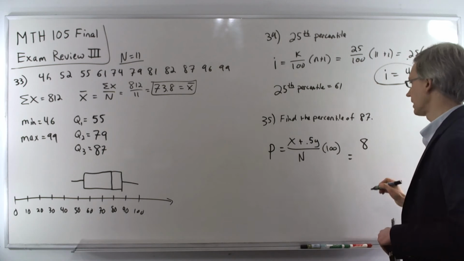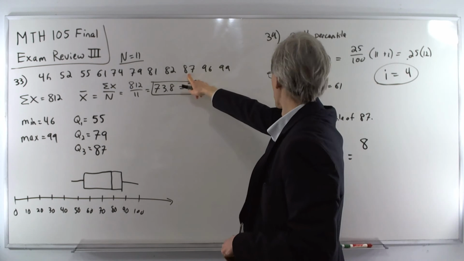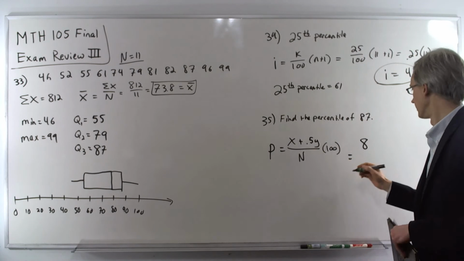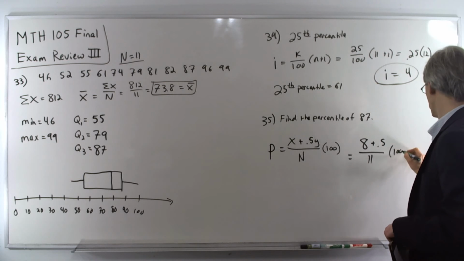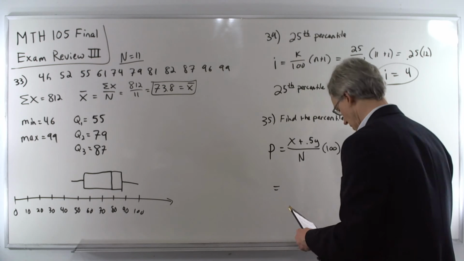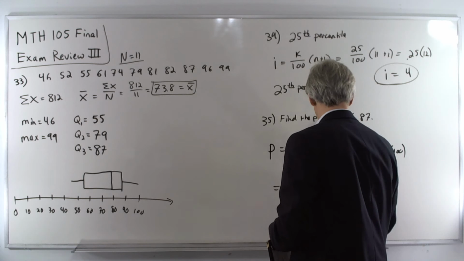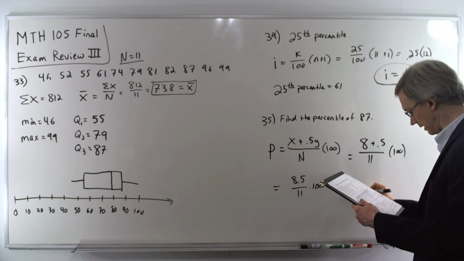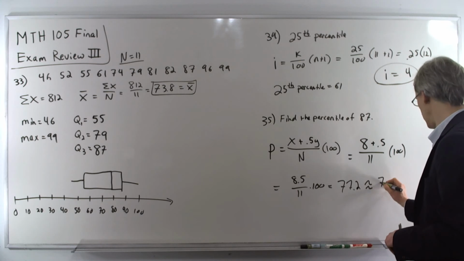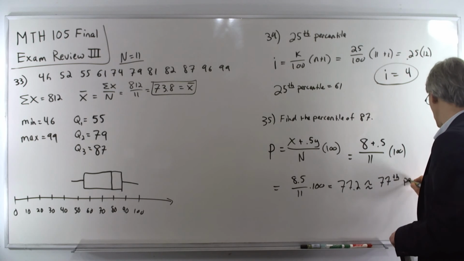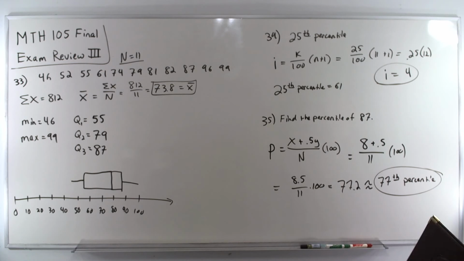So it gives us 8 on top. Now, y represents the number of times the 87 occurs in the list. Well, it's just one. So 8 plus 0.5 over n, which is 11, times 100. All right, multiplying all this out, 8.5 over 11 times 100 gives us 77.2. And then round this value to the nearest whole number, and that is the 77th percentile for 87.